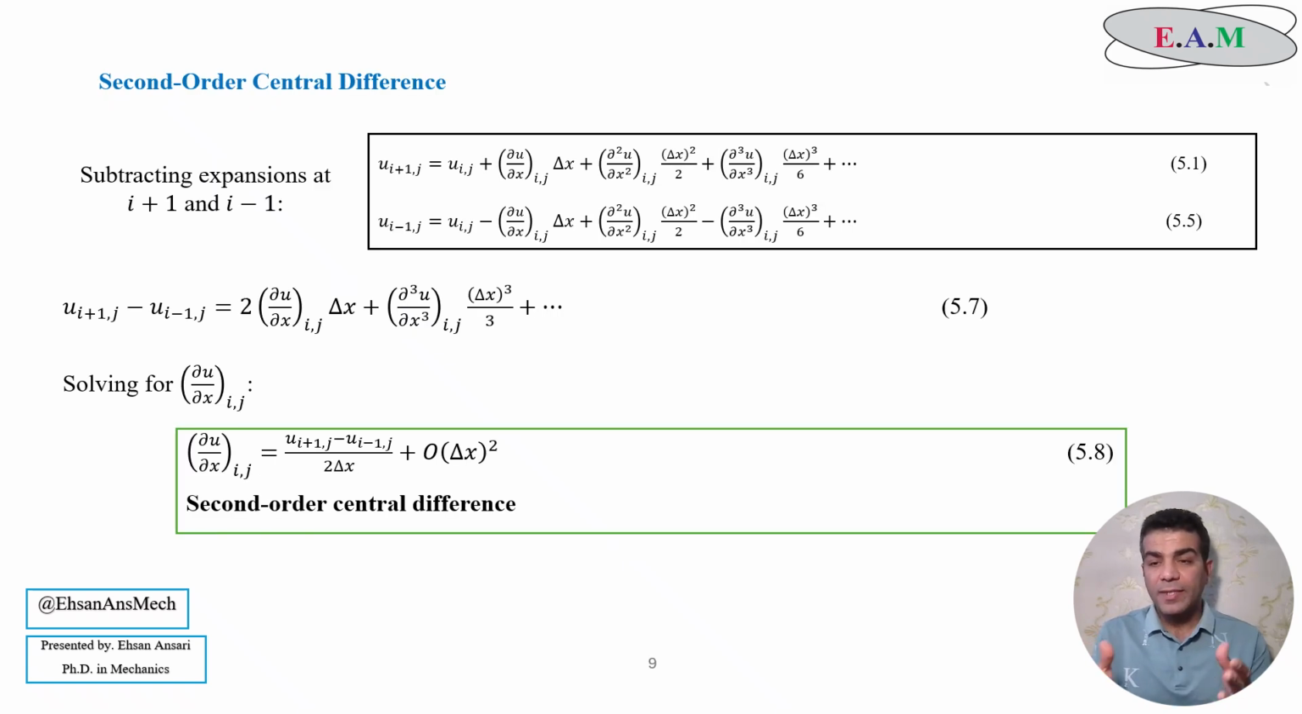By subtracting the two Taylor series, the even order terms cancel, leaving only the odd powers. Solving for the derivative yields the central difference formula 5.8, which is second order accurate in delta x.